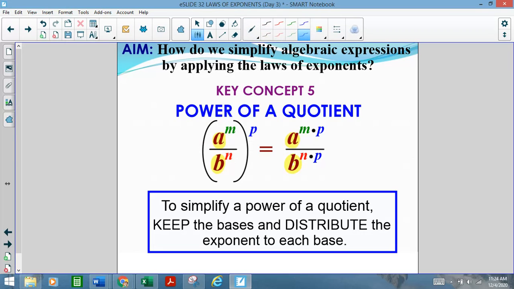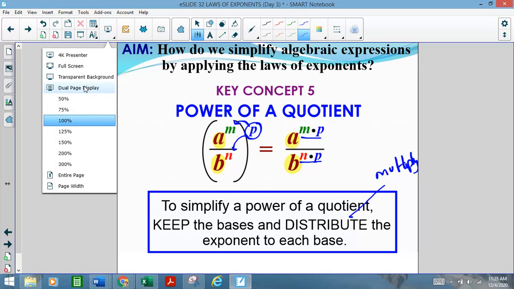Now our exponents show that the power on the outside, the exponent on the outside, is distributed to the base on the inside. So remember, to distribute means to multiply. So now we have our m times p. So then we're going to take our p and distribute to the exponents in the denominator. And that's why we have our n times p.